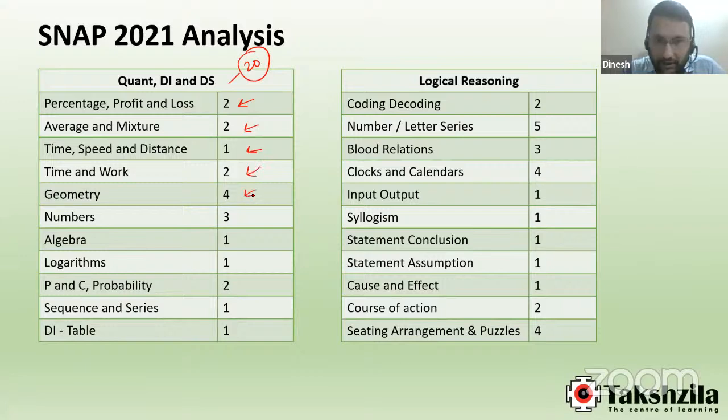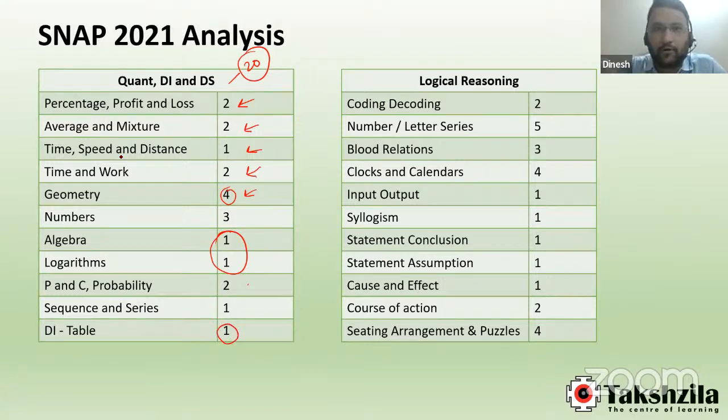4 from geometry. Okay, 4 is a big number, everyone. 4 out of 20. That is 20% of the paper was geometry. You cannot skip this. 3 questions from numbers. From algebra, if you count logarithm also in algebra, there are only 2 questions. From PNC, probability 2 questions and sequence answer is 1. DI, there was no specific set. There was only 1 question of DI.